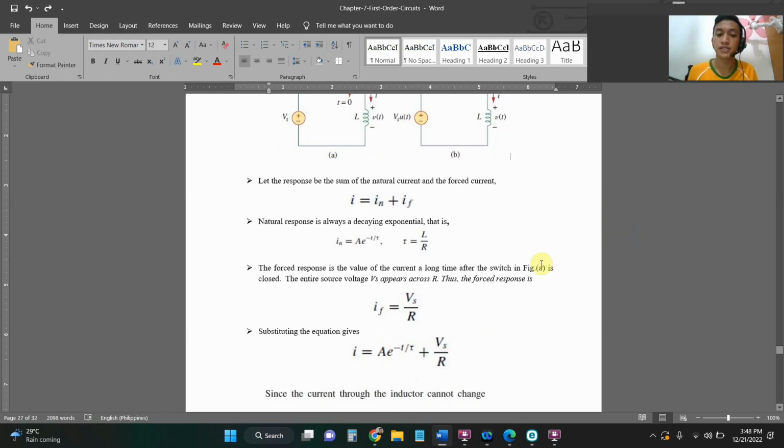The forced response is the value of the current for a long time after the switch in figure A is closed. So the entire source voltage appears across R. Thus the forced response is i sub f equals V sub S divided by R. Substituting the equations gives us i equals A e to the negative t divided by tau.